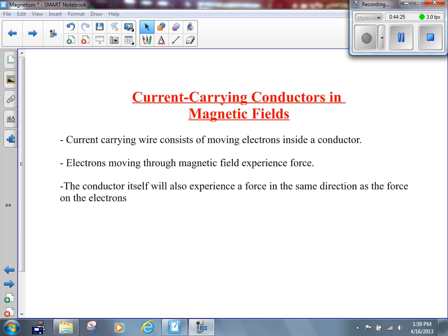We can find the magnitude of the force by the equation that I taught you when we did the lab. We can find the direction of the force by using the hand rule for deflection. If the force on an individual electron within the wire happens to be, say, down, then the force on the wire itself will also be down.